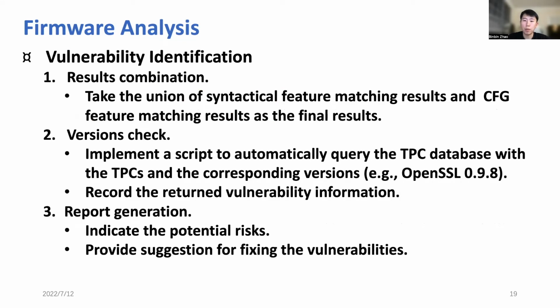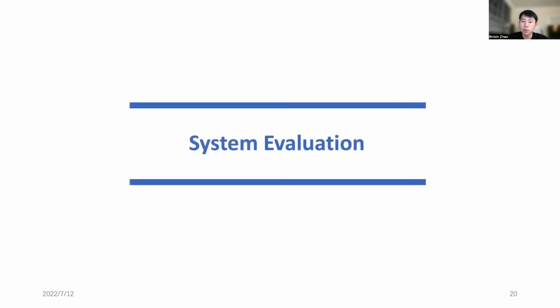First, we combine the results of syntactical feature matching and the CFG feature matching as the final results. Second, we automatically query the TPC database with the TPCs and the corresponding versions and record the returned vulnerability information. Based on the information, we generate a report for the tested firmware, which lists the potential risks and provides a series of suggestions for fixing the vulnerabilities.